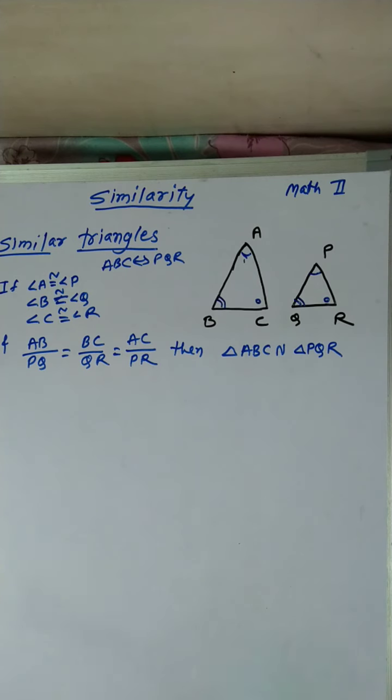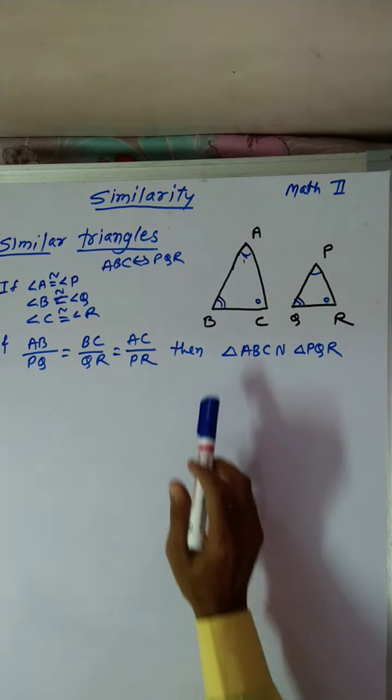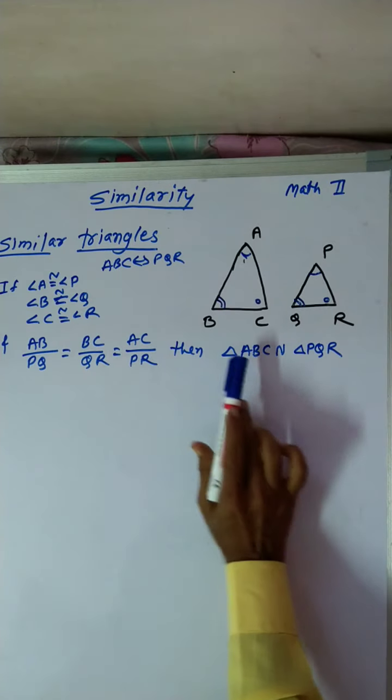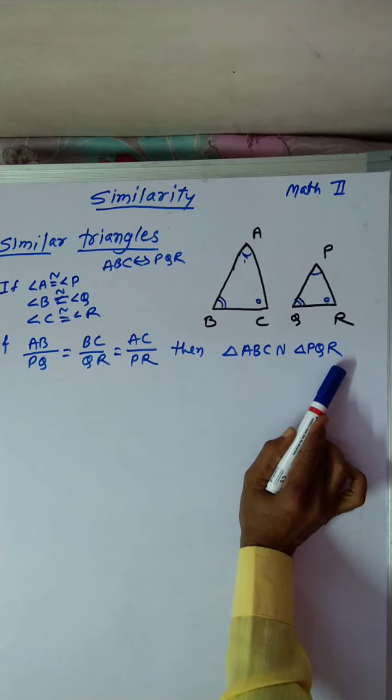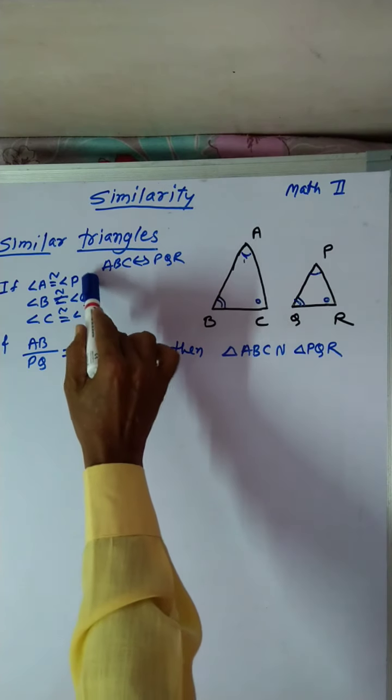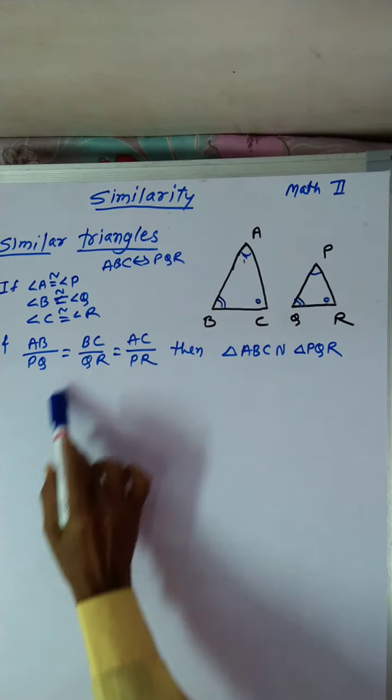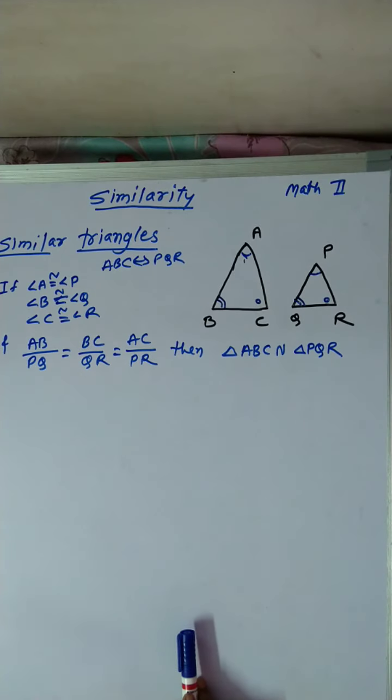Now the opposite of that: if two triangles are similar, that means triangle ABC is similar to triangle PQR, then their corresponding angles are congruent and the corresponding sides are in proportion.